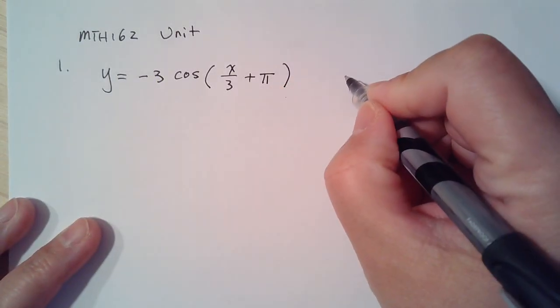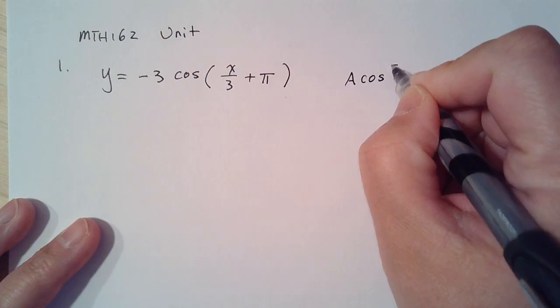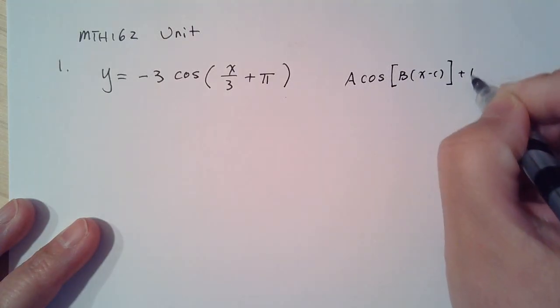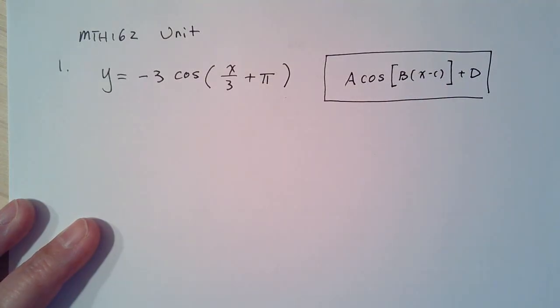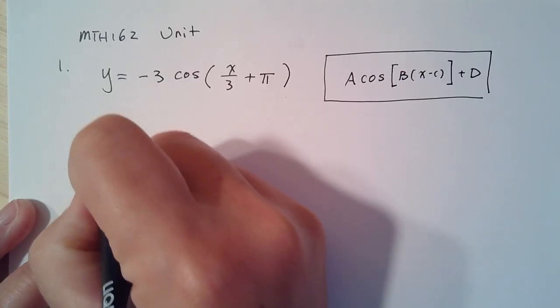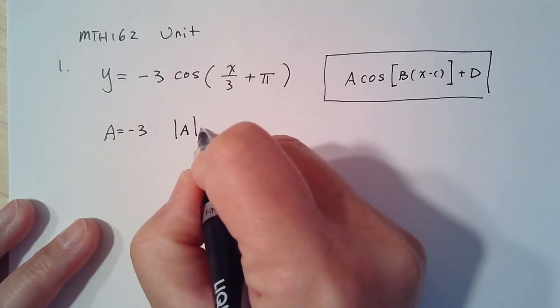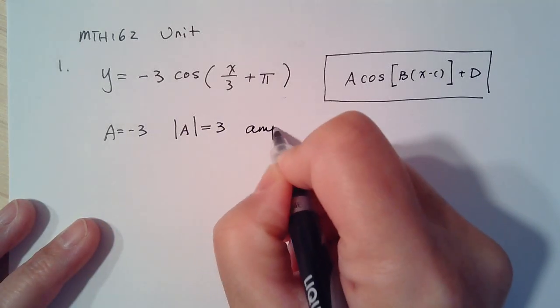So the general form looks like this, right? A cosine b x minus c plus d. So basically, we need to look for what is a, what is b, what is c, what is d. Obviously, this a is -3. So the amplitude is the absolute value of a, which is just 3. So this is the amplitude.